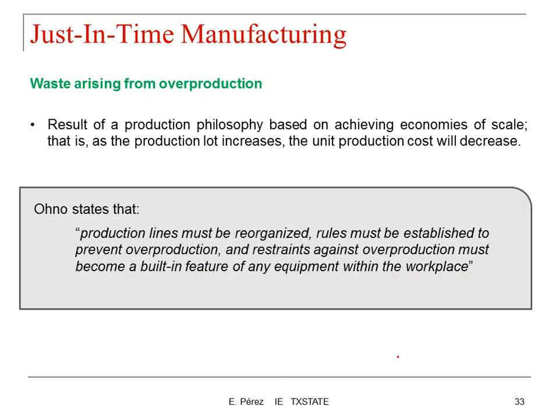So we talk about this waste arising from overproduction. This is a result of a production philosophy that's based on achieving economies of scale. So that's why we talk about buying more because it's cheaper. As the production load increases, the unit production cost will decrease.